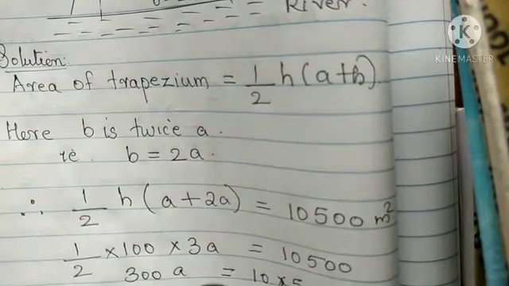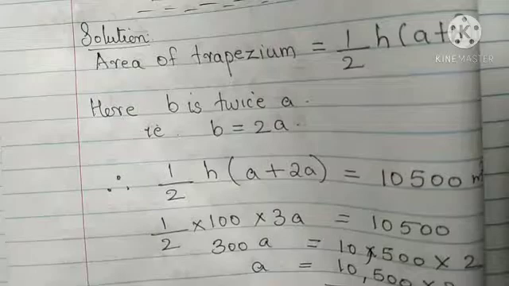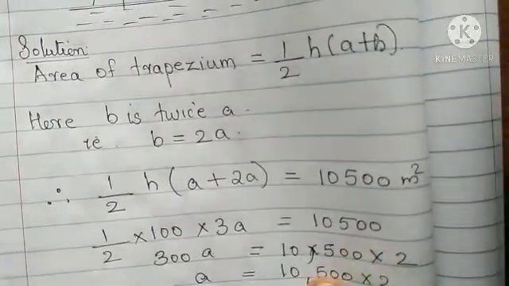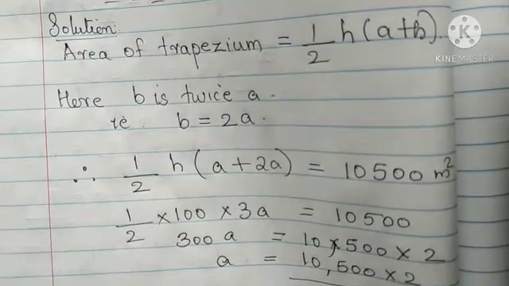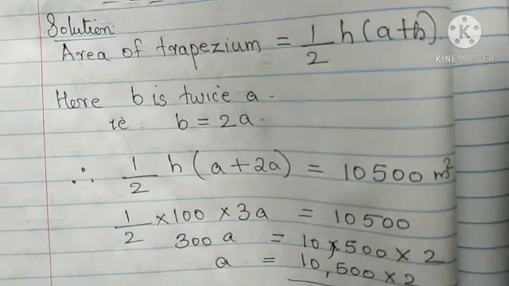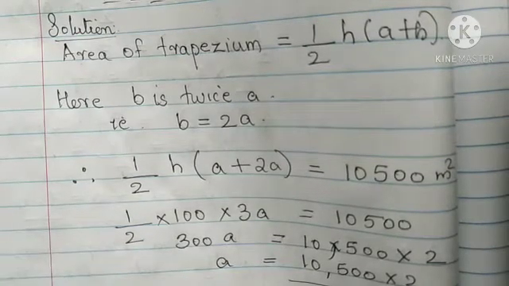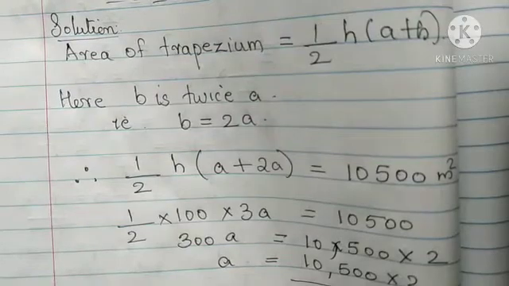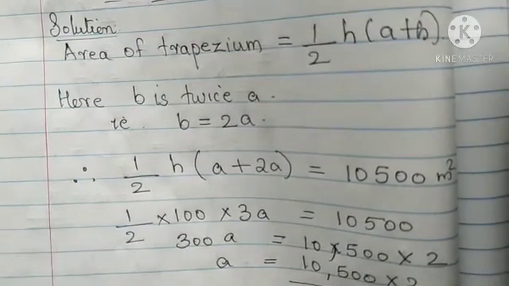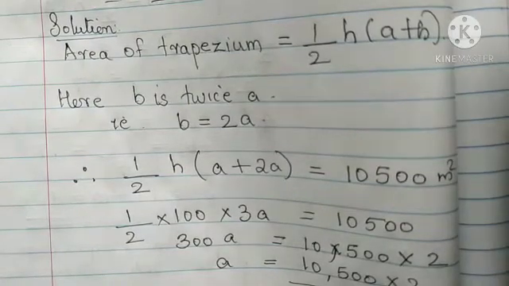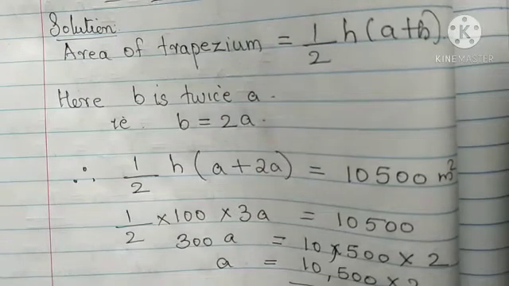Calculation. Half h into A plus B is the area of trapezium. A is the side along the road, so 2A is the side along the river. Why? Twice the length of the road. Twice means 2 times, multiply with 2 to get twice. Then half h into A plus 2A. A plus B becomes A plus 2A equal to 10,500 meters square.